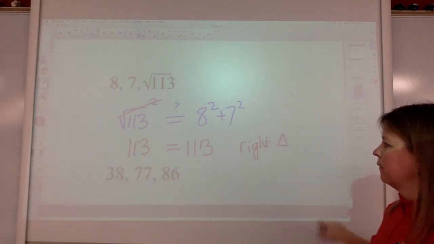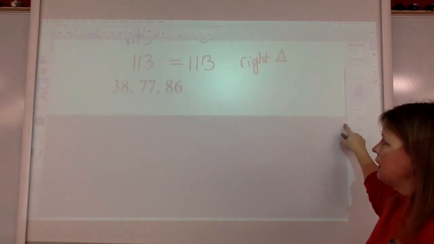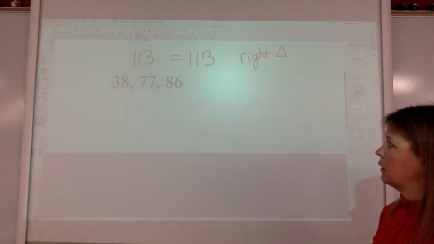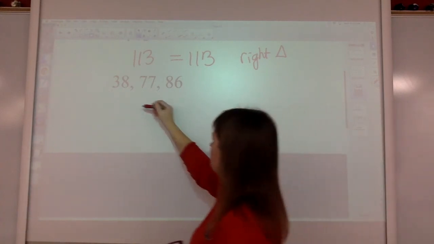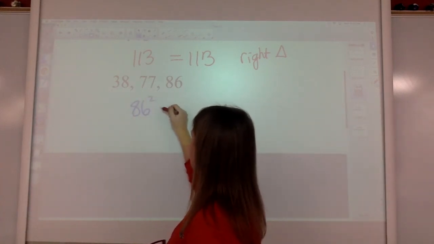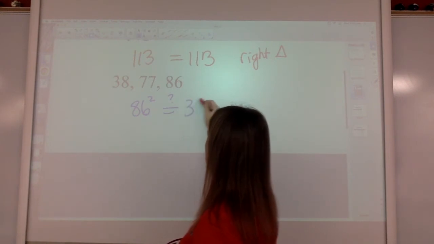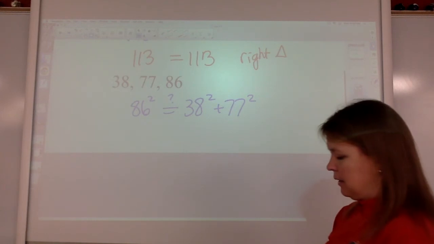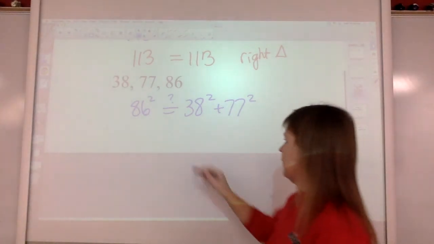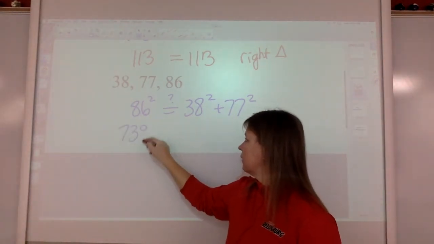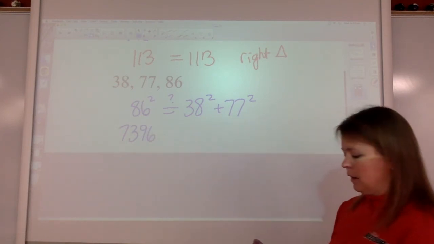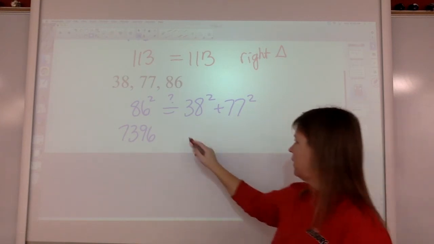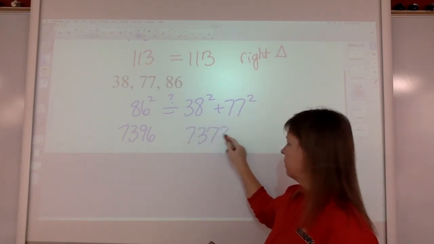Try it with 38, 77, and 86. C squared is 86 squared. How does that compare to 38 squared plus 77 squared? 86 squared is 7,396. 38 squared plus 77 squared is 7,373.